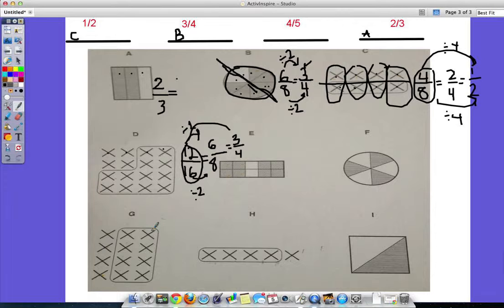What does this mean? This means that 3 out of every 4 x's are in a box. So let's see. I'm going to count 1, 2, 3 out of 4. Okay, 1, 2, 3 out of 4. So D would also go in the box 3/4.